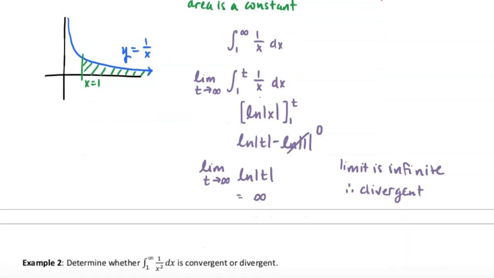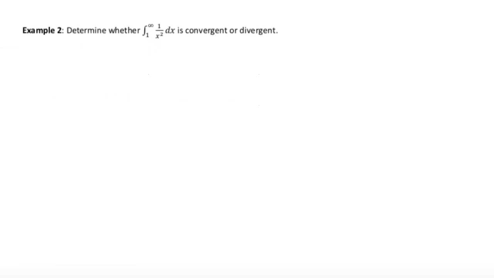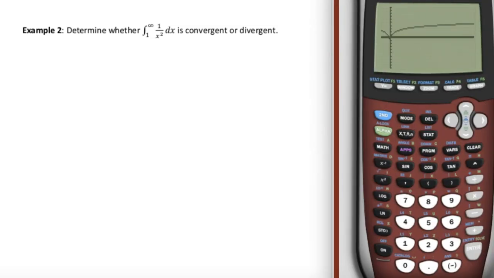And so let's do another example. In example 2, we've got a similar situation, but now we want to determine whether the integral from 1 to infinity of 1 over x squared dx is convergent or divergent. Before I do anything, I want to graph this. It's never a bad idea to graph these functions first. Always a good course of action. And so 1 over x squared.